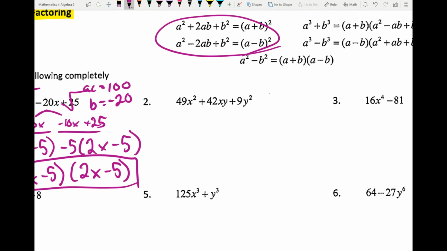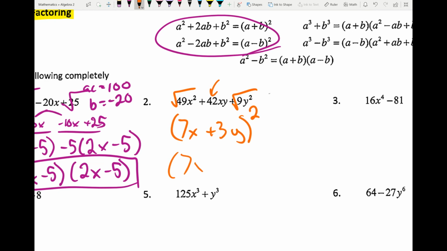So let's look at number 2. If we look at number 2, we're going to see it also has the same pattern. And this time it's going to be 7x and 3y squared, because when we multiply those together, we get 21, and 21 times 2 is 42xy. Notice I wrote it squared like this, but it's the same as if I wrote it like this. Don't let the different notation throw you off.